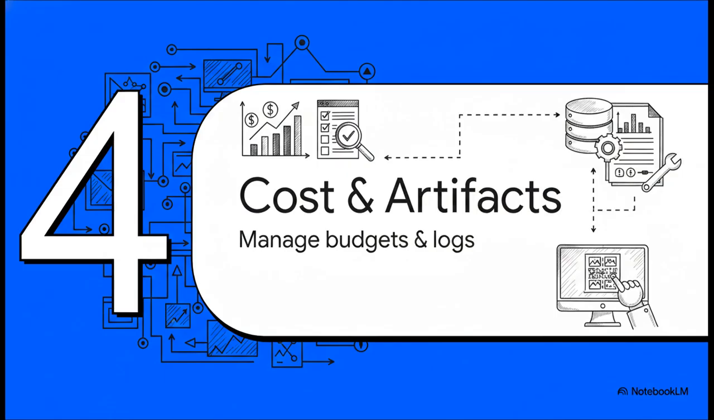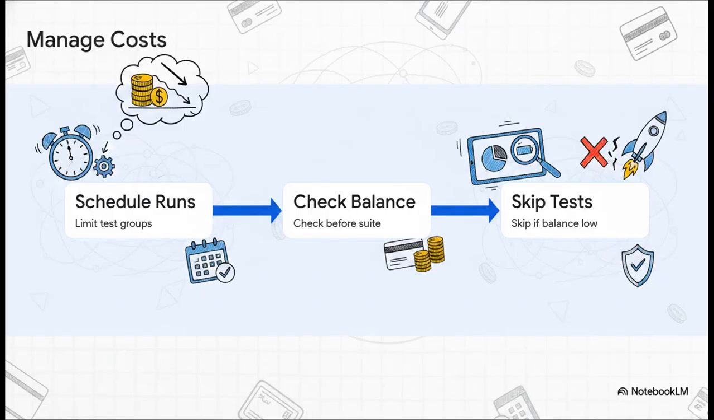Next up, Section 4, cost control and artifacts. Let's talk about managing those budgets and logs. 7th on our master checklist is keeping your costs in check. CAPTCHA tests can get surprisingly expensive if you're just running them constantly without any oversight.